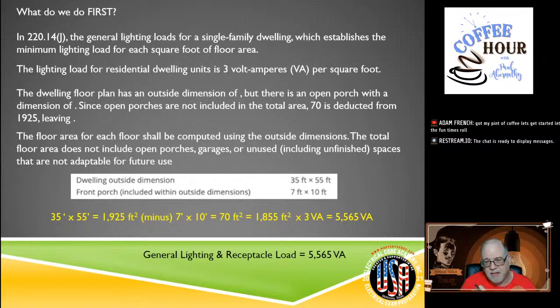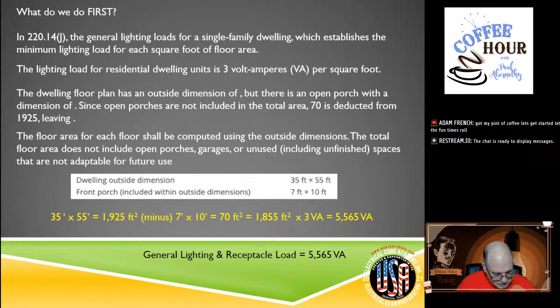Now remember it said that that front porch was included in that overall dimension. But if you look at that code, and I'll remind you to look at that. Now, where do you look in the code? What you want to look at is 220.11. That is also new for the 2020. Now, not new in a sense that it's totally new information. It used to be in 220.12, and now it has its own section in 220.11.